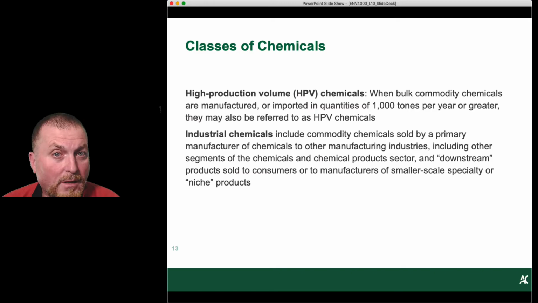And Canada imports a lot of HPV chemicals, right? Because we don't produce many of the bulk chemicals in Canada anymore. Most of our chemical production sector is our specialty chemicals, okay?